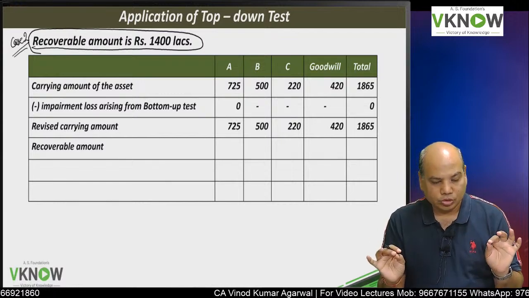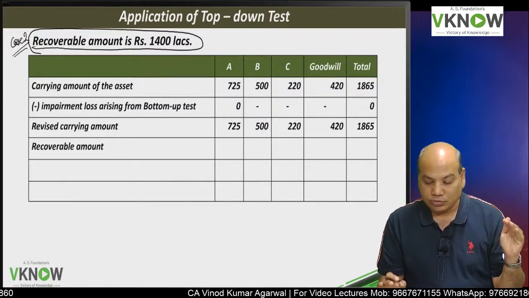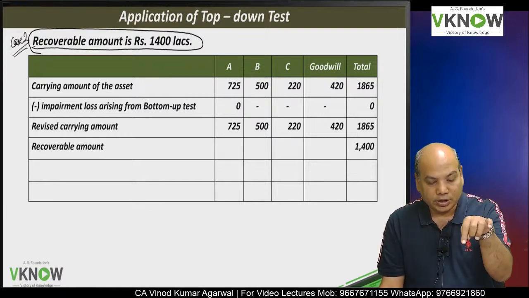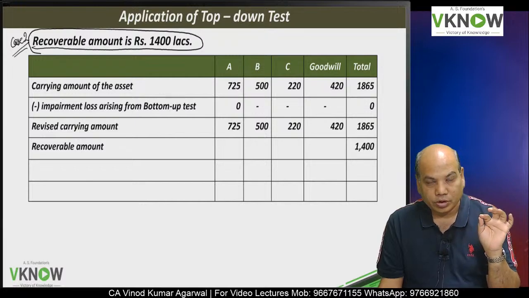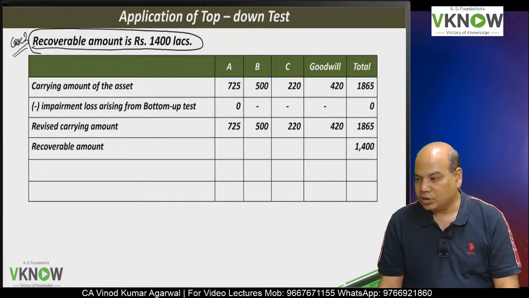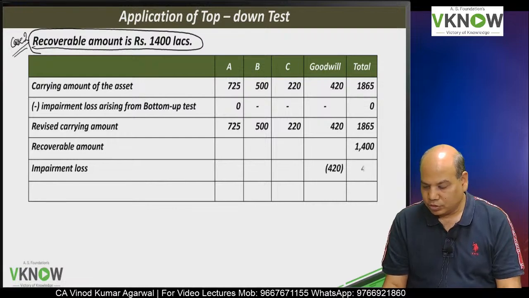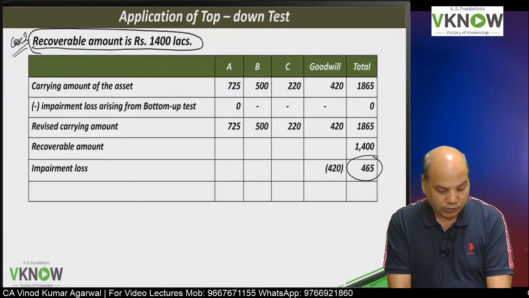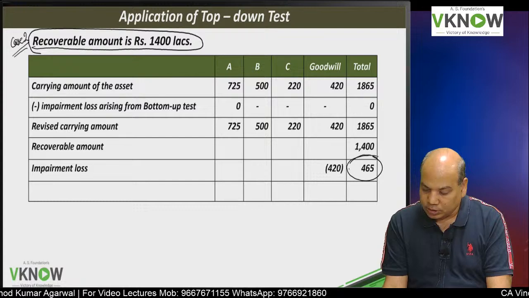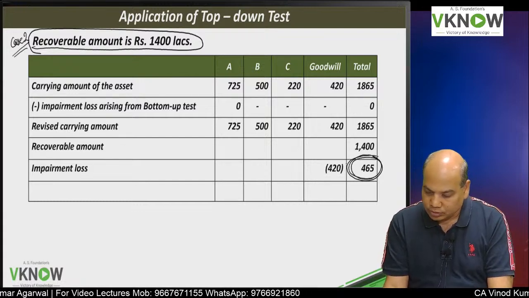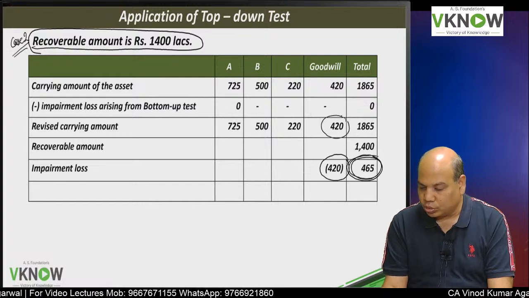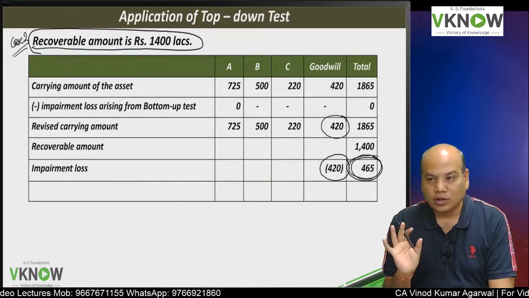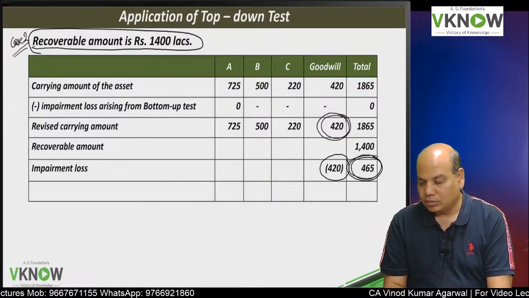What I did, to keep your query in mind: suppose your recoverable amount, instead of 1700, you have to write in the last table given in this question. Suppose your recoverable amount is 1400. Now what will happen? You will have an impairment loss of 465. Out of 465 we will allocate towards goodwill only 420, because the goodwill balance is only 420.